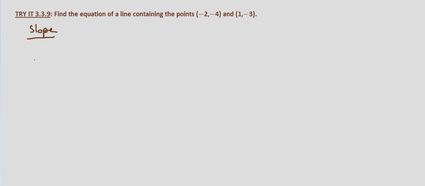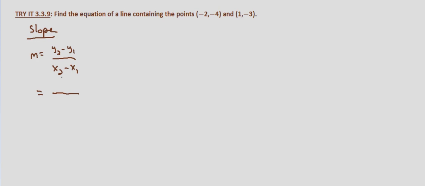So m equals y2 minus y1 over x2 minus x1. And in this case, again, it doesn't matter which point you start with, as long as you use the same point's coordinate to start with on the bottom. So we'll use (1, -3) as our x2, y2.